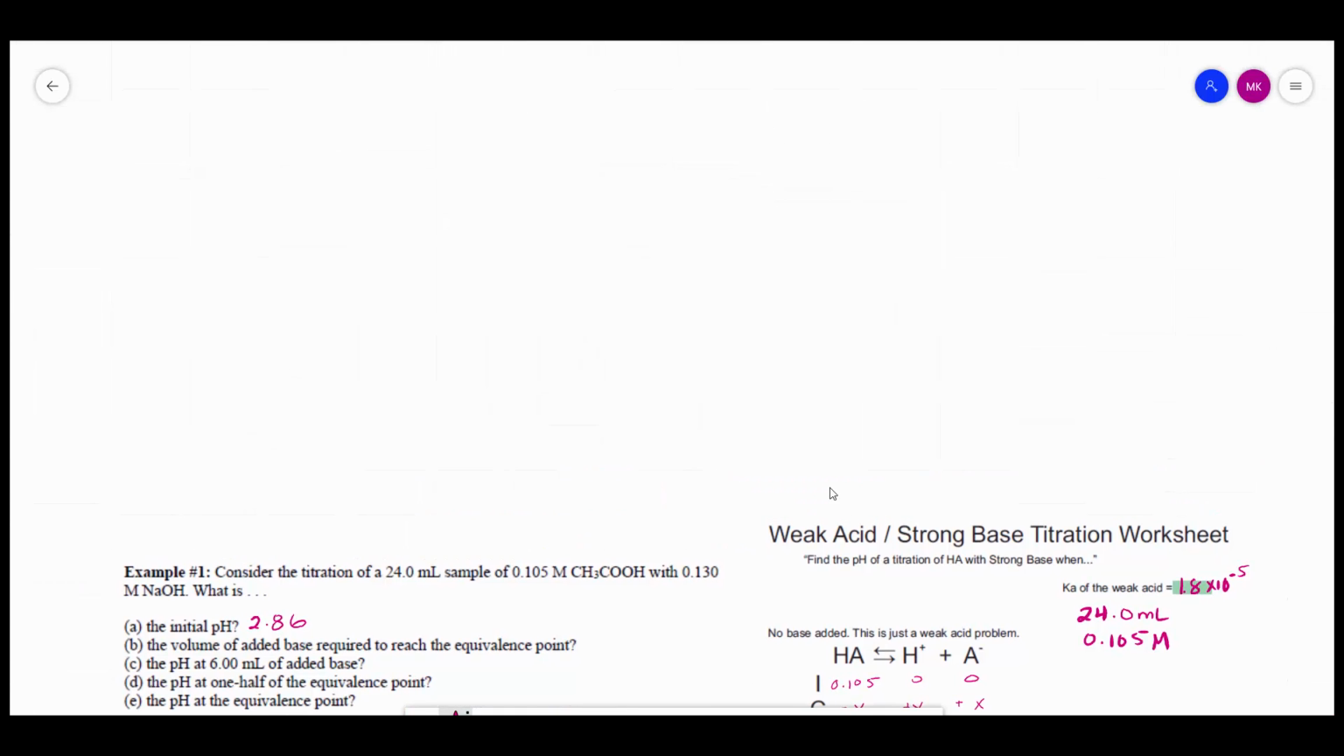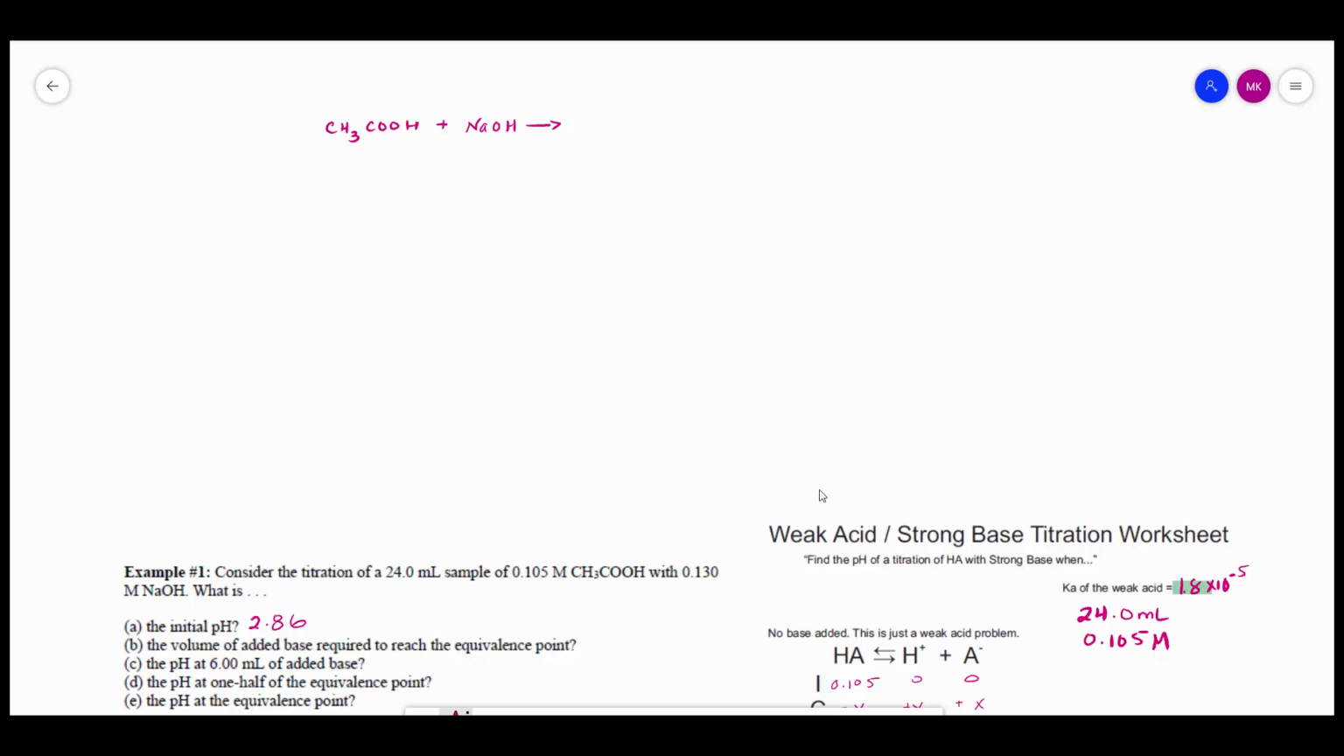So what is the volume of added base required to reach the equivalence point? Well, we need to know the reaction. And this is a reaction, this is acetic acid, so CH3COOH. This is the acidic hydrogen. These hydrogens do not play with the acid-base reaction. So this is going to be a 1-to-1 when we go NaOH.